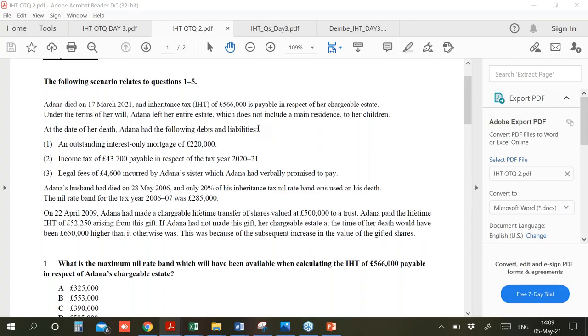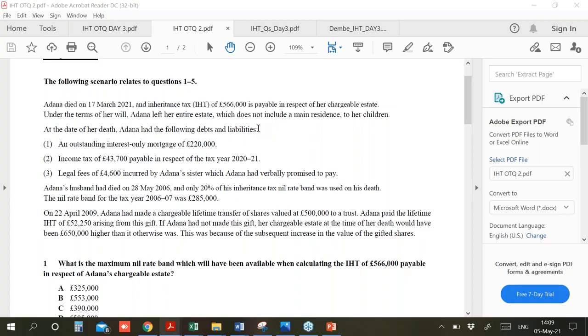Then if you have any sorts of taxes and liabilities, income tax, inheritance tax, or any other tax, you can deduct those from your death estate as well. So income tax of 43,700 payable in respect of the tax year 2021 can also be deducted.